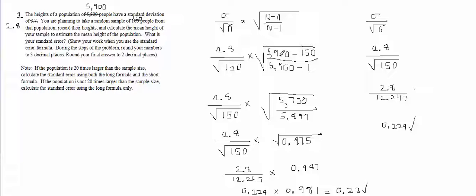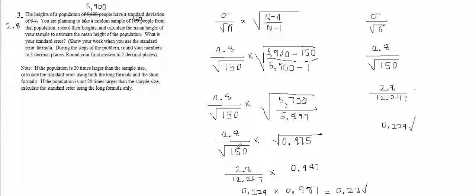And now I can just go through the steps of the formula. Inside the square root, I subtract on top, and I subtract on the bottom. 5,900 minus 150 is this number. 5,900 minus 1 is this number. Once I get this fraction, I just divide the top by the bottom, and I get one number under the square root. Then I just take the square root of that number. The square root of 0.975 became 0.987.